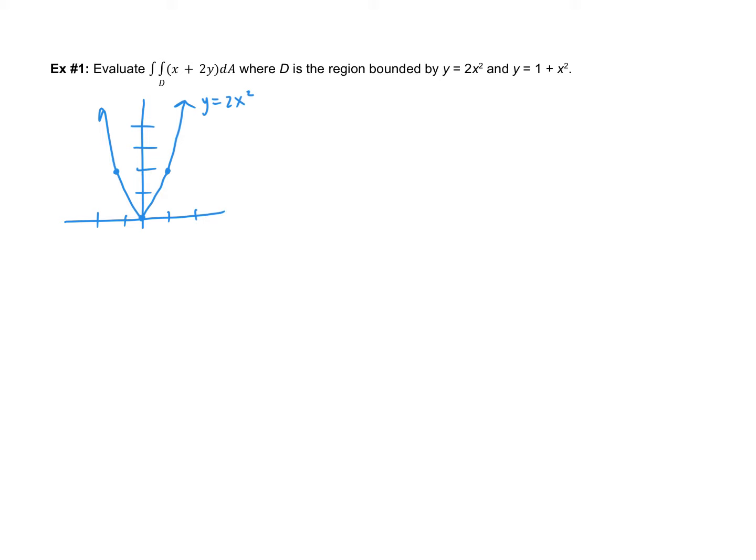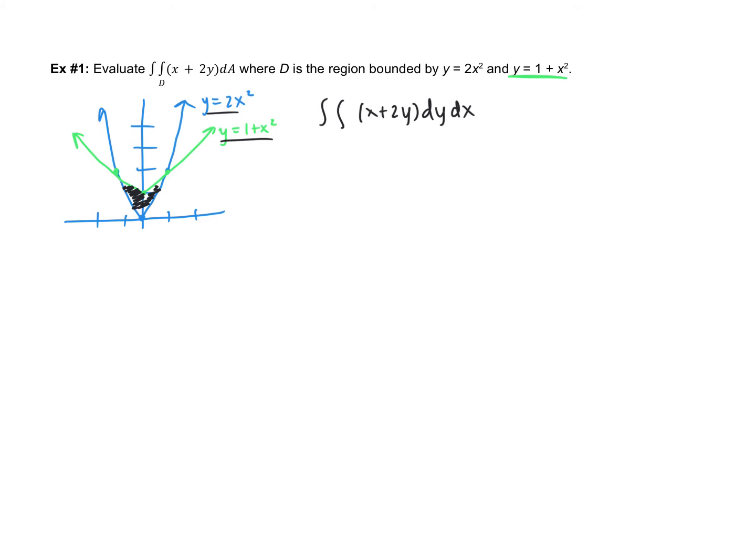Then in green, I'm going to graph the second one, y equals 1 plus x squared. So we have y equals 1 plus x squared. Okay, so then we see that our region is this part right here. In this case, we have a function y equals and we have another function y equals. So that might lead us to believe that we are integrating with respect to y first. And that would be true.